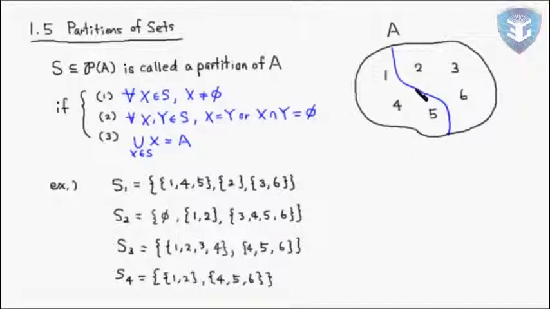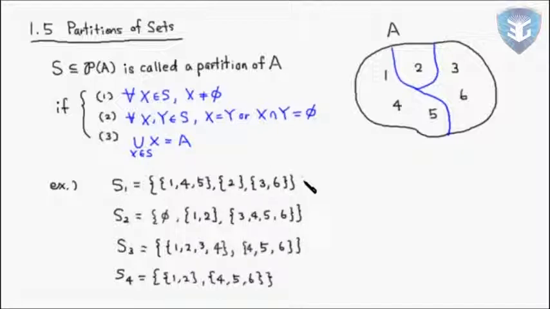Maybe the second subgroup might be just 2 by itself. And then the third subgroup would have 3 and 6 in it. So, which is actually listed here. Right, S1: the first subgroup would have 1, 4, and 5. And a second subgroup has 2. And the third subgroup would have 3 and 6.